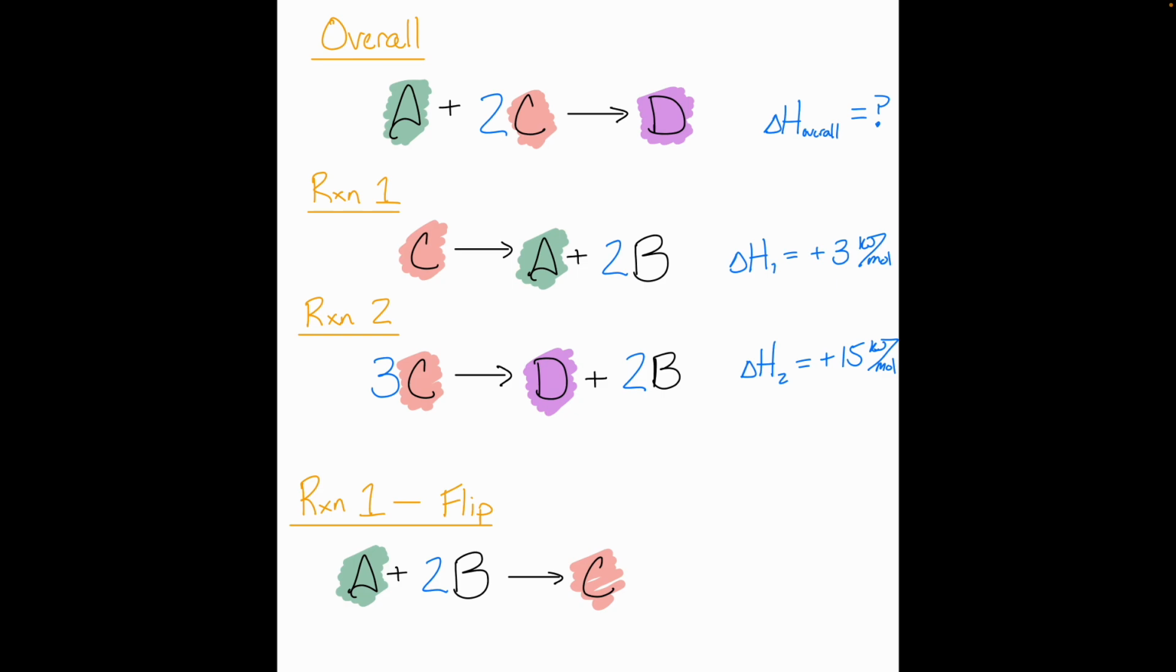And when I flip that chemical equation, what's that going to do to the sign of delta H? Flip it, so now it's going to be -3 kilojoules per mole. When I look at reaction 2, I have D on my product side and C on my reactant side. Do I want to flip it or no? No, we're just going to keep it as is.